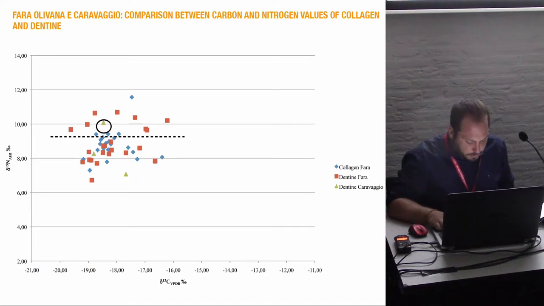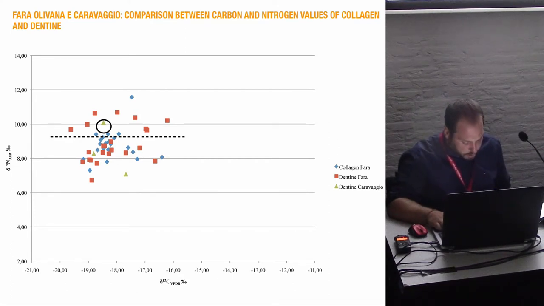Bone collagen samples from Caravaggio failed during the pre-treatment in extracting collagen. The analysis considered dental enamel of 7 individuals and dentine of the adults, so we only have information about the childhood of the sample analyzed. From Fara Olivana, 24 graves out of 106 were sampled for the isotopic analysis. Sampling followed different parameters: chronology of the graves, sexual dimorphism, topography of the cemetery, presence and absence of grave goods. Both bone and tooth samples were taken except for one male, and only 3 samples failed during the collagen extraction because of the bad preservation of the bones.